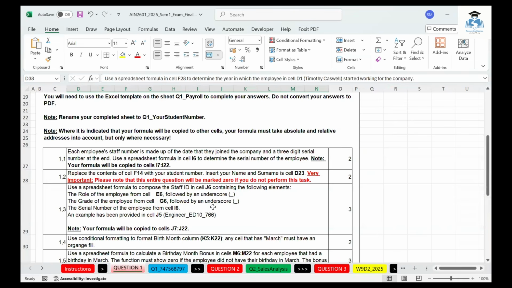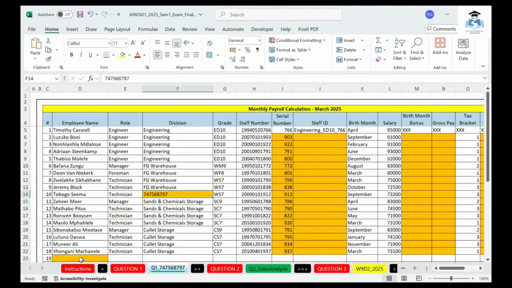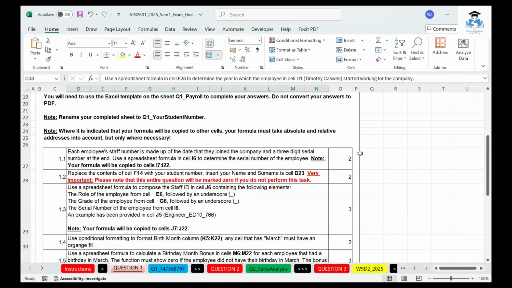Then D23, put your name and surname. D23 is this one. My name and my surname. Okay. We are done. So already you are calculating. I have 2 marks here. Now I have got 4 marks.